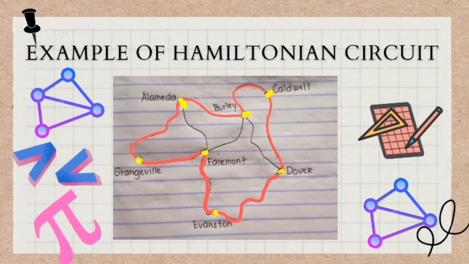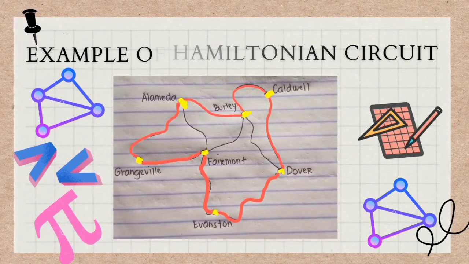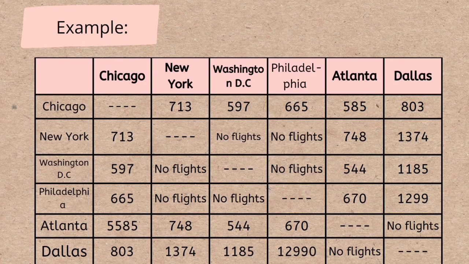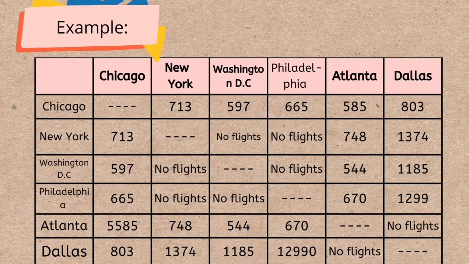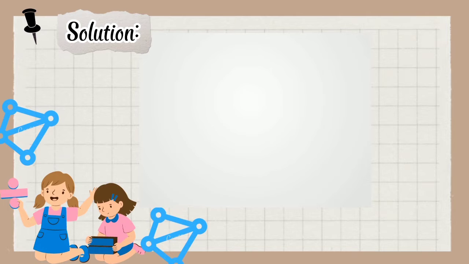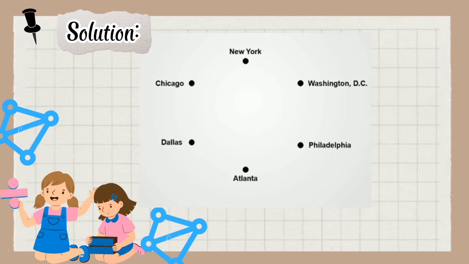So now that the Hamiltonian circuit has been elaborated, let us go back to solving the problem of the weighted graph. This is the table presenting the 5 cities with their corresponding number of miles. This is, by the way, in miles, so the numbers in these rows and columns are in miles. Now this is our solution. Let's sketch a weighted graph first. So we will put 6 dots or 6 vertices to represent the 6 cities.